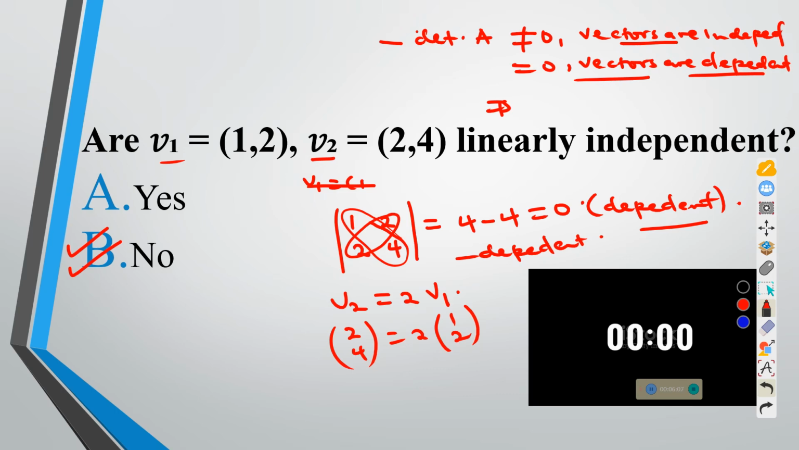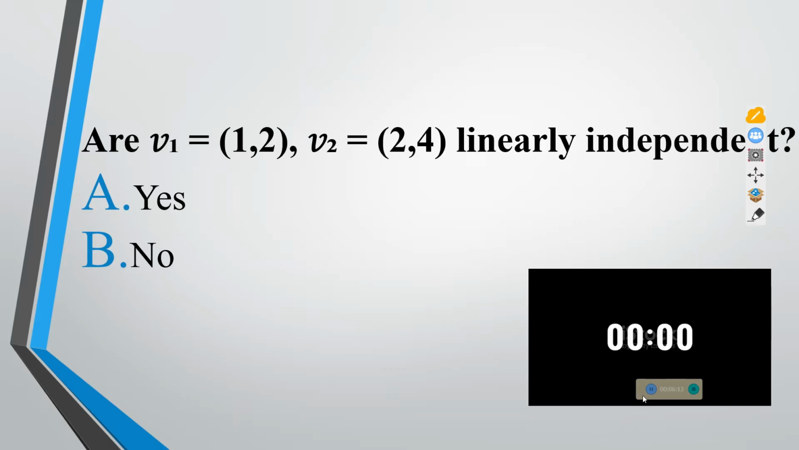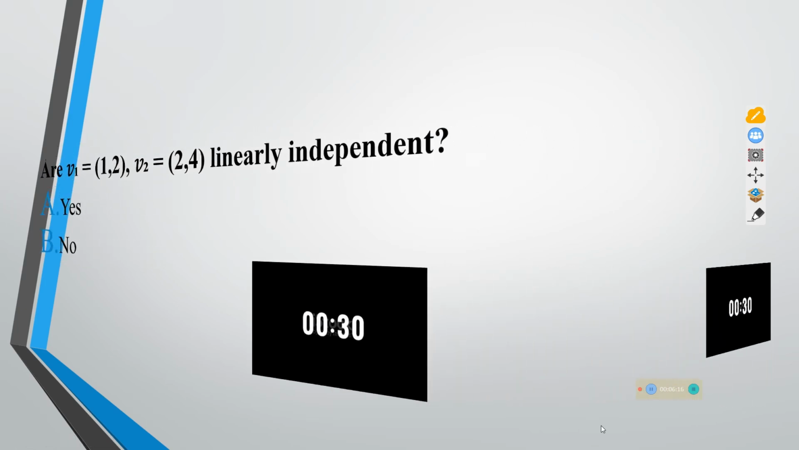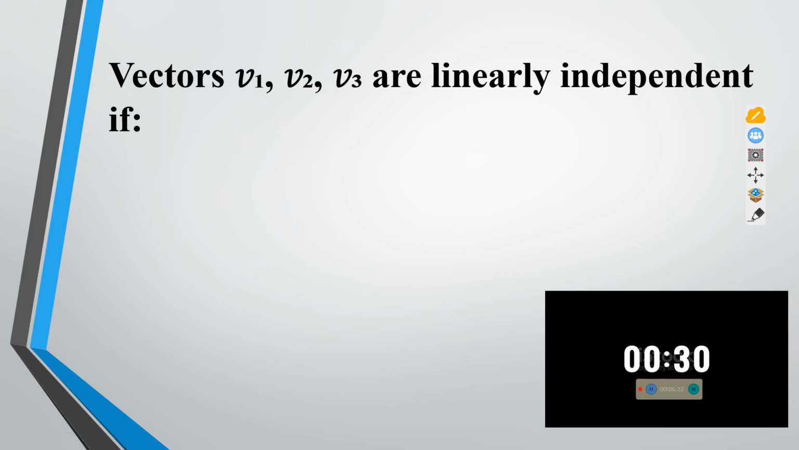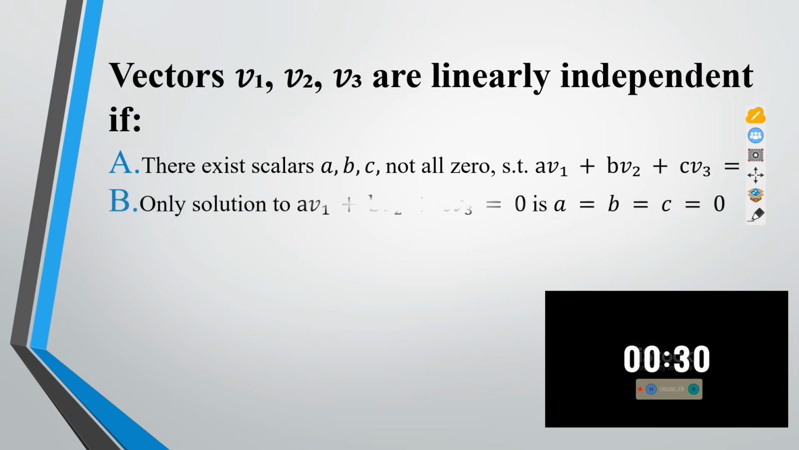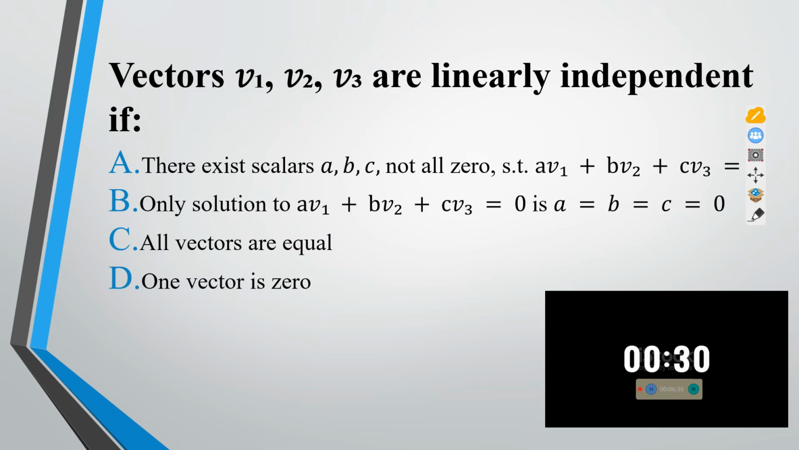So that is done, and we look at the next question. So we have our next question here. They are saying vectors v1, v2, and v3 are linearly independent if there exist scalars a, b, and c, not all 0. You have options B, C, and D. So try and see which one will give us the answer.